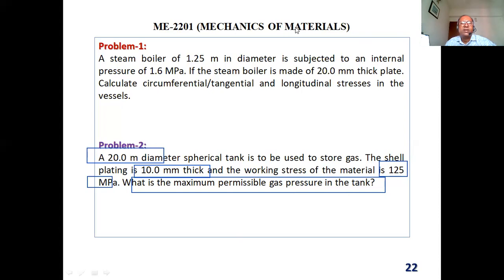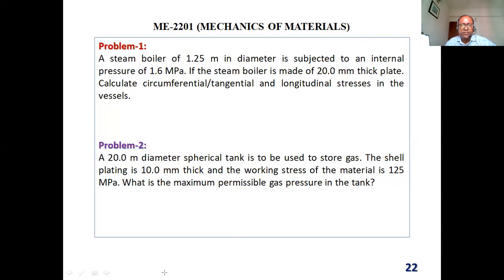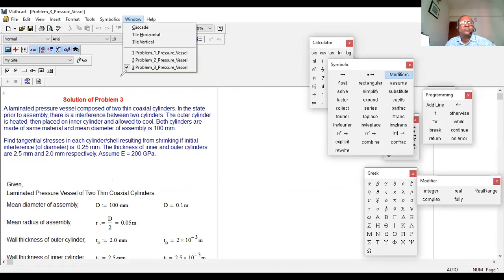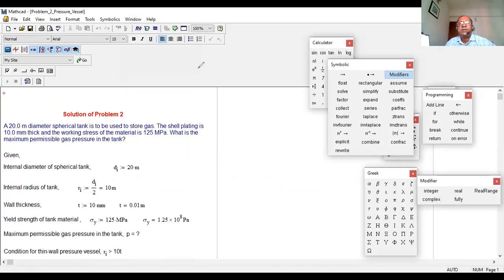So let's see how we can solve it. Did you see the MathCAD file? Hello? You can see? Yes, sir. Okay, okay, good.